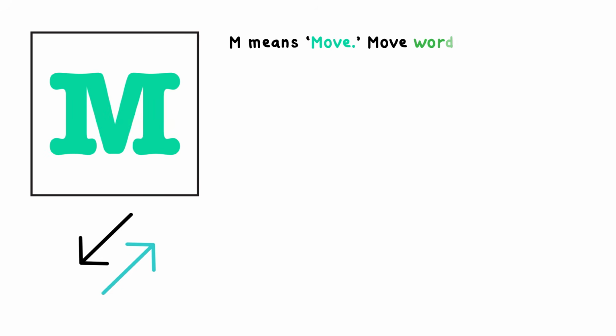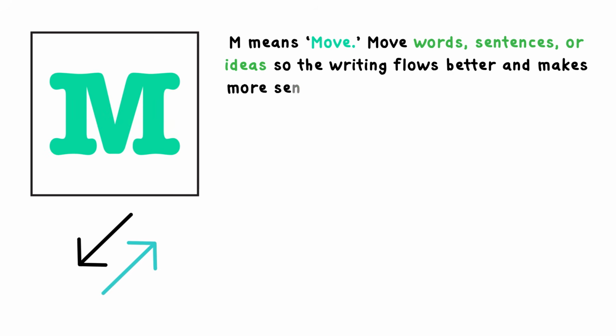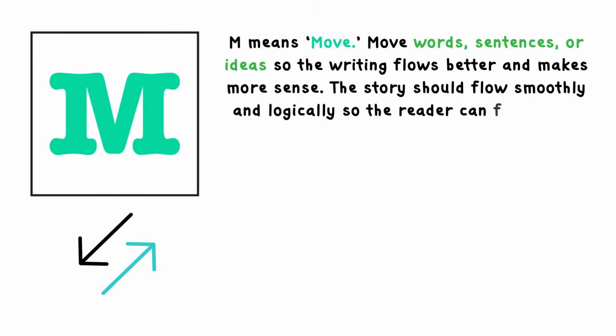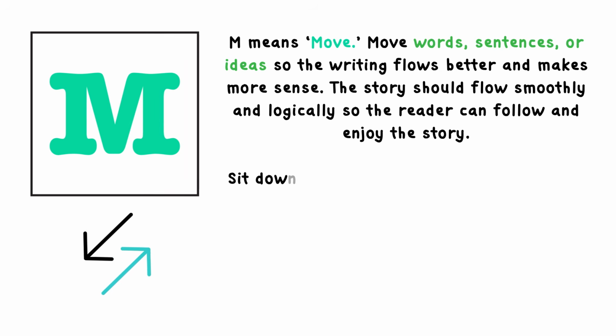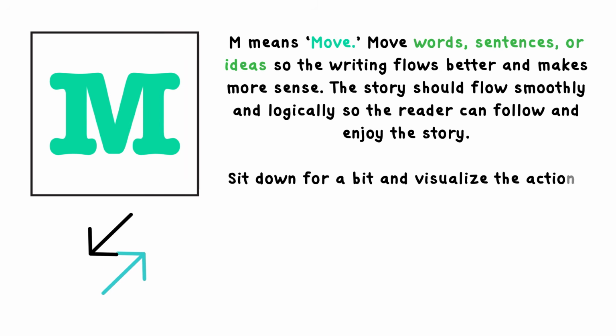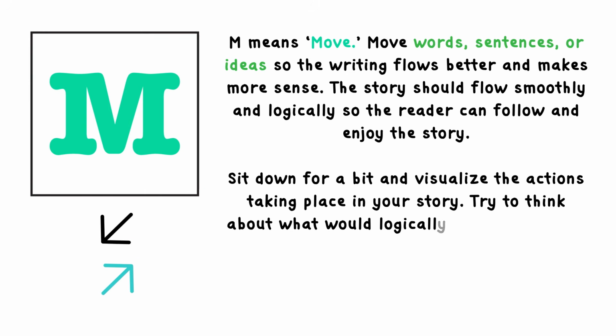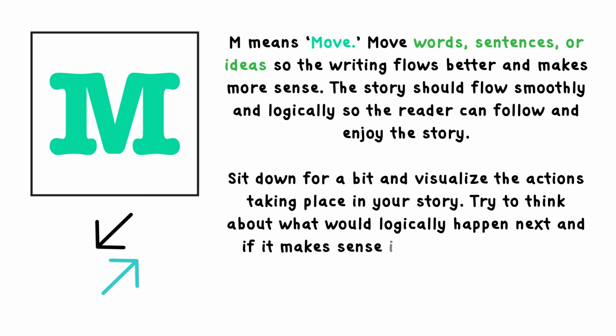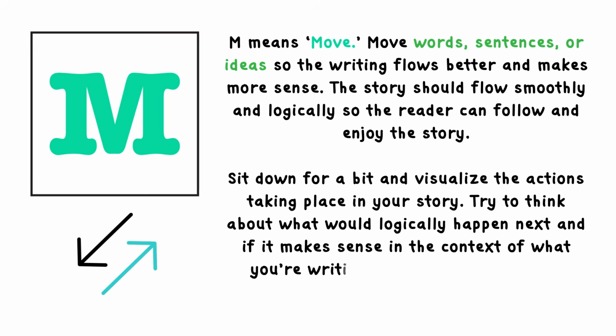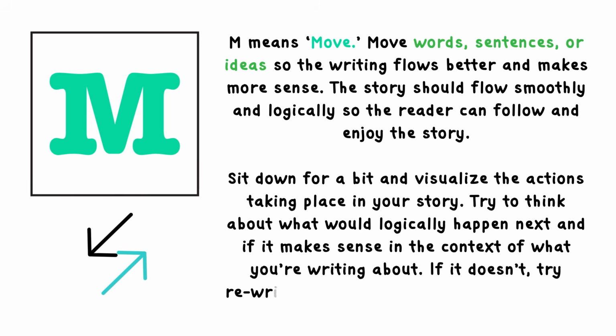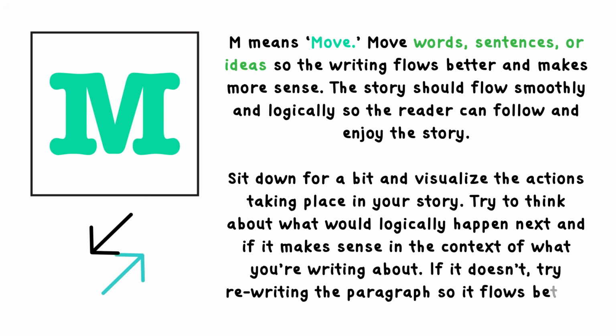M means move. Move words, sentences, or ideas so the writing flows better and makes more sense. The story should flow smoothly and logically so the reader can follow and enjoy the story. Sit down for a bit and visualize the actions taking place in your story. Try to think about what would logically happen next and if it makes sense in the context of what you're writing about. If it doesn't, try rewriting the paragraph so it flows better.